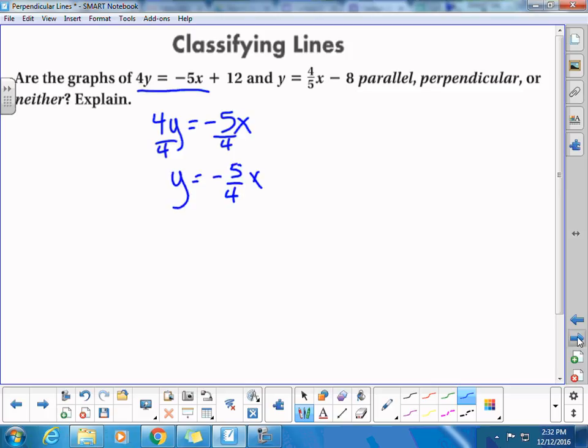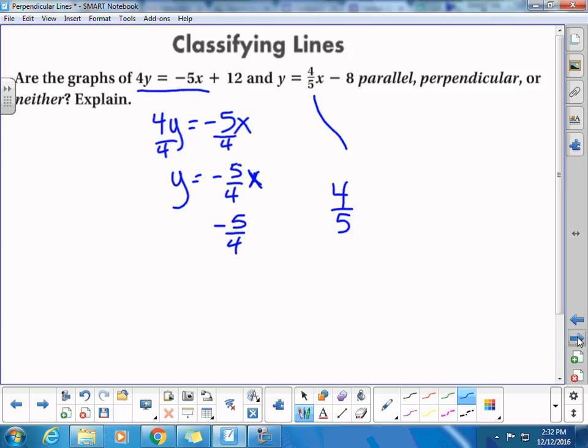Hey, by the way, direct variation, because there's no plus or minus at the end. So that is something we're reviewing for. We talked about direct variations. They always go through (0, 0). So my y-intercept here is 0. But anyway, here's the slope, -5/4. The other slope is 4/5. Is that parallel? Absolutely not.